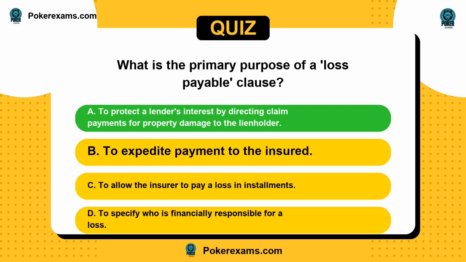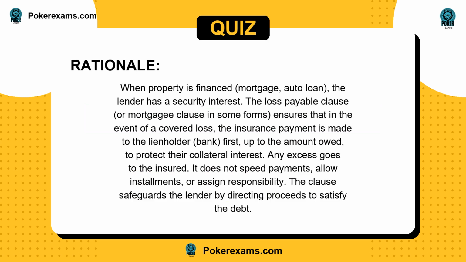The answer is A. When property is financed, mortgage, auto loan, the lender has a security interest. The loss payable clause, or mortgagee clause in some forms, ensures that in the event of a covered loss, the insurance payment is made to the lien holder, bank, first, up to the amount owed, to protect their collateral interest. Any excess goes to the insured. It does not speed payments, allow installments, or assign responsibility. The clause safeguards the lender by directing proceeds to satisfy the debt.